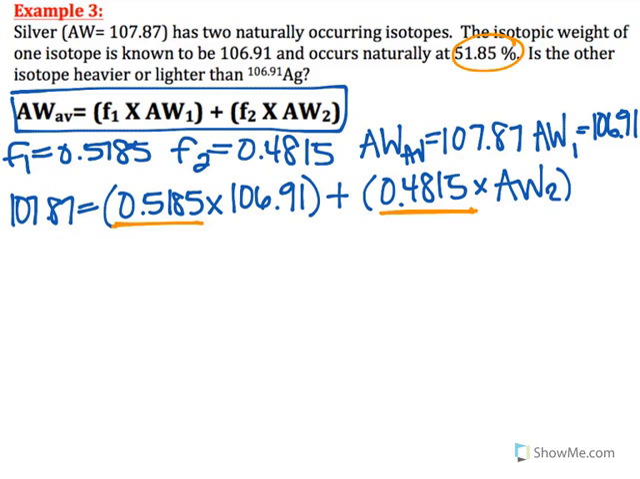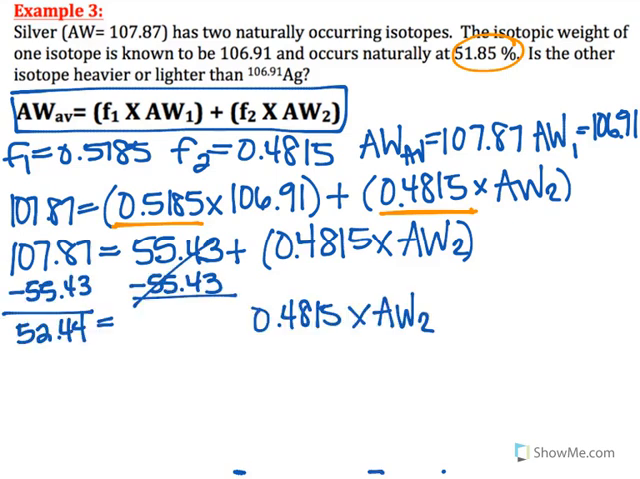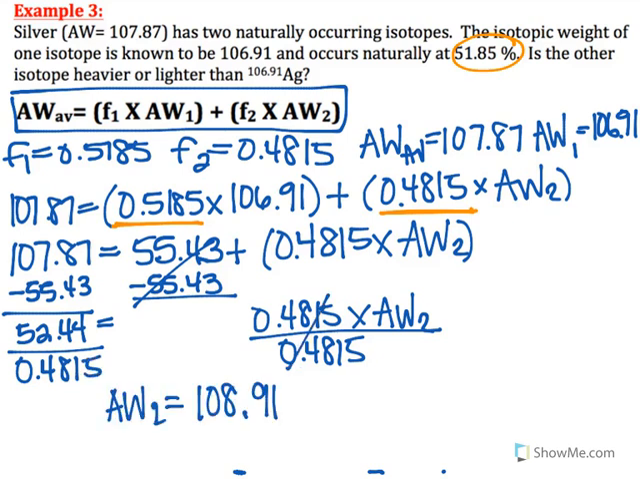Simplifying the math with multiplication, and now I'm going to subtract 55.43 from both sides. We see that 0.4815 times atomic weight 2 is equal to 52.44. Now we can just divide both sides by 0.4815 to solve for AW2. So here we see that the atomic weight for isotope 2 is 108.91.